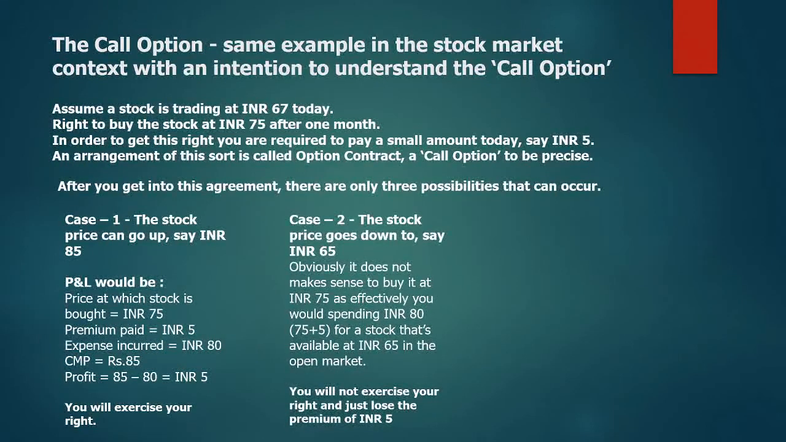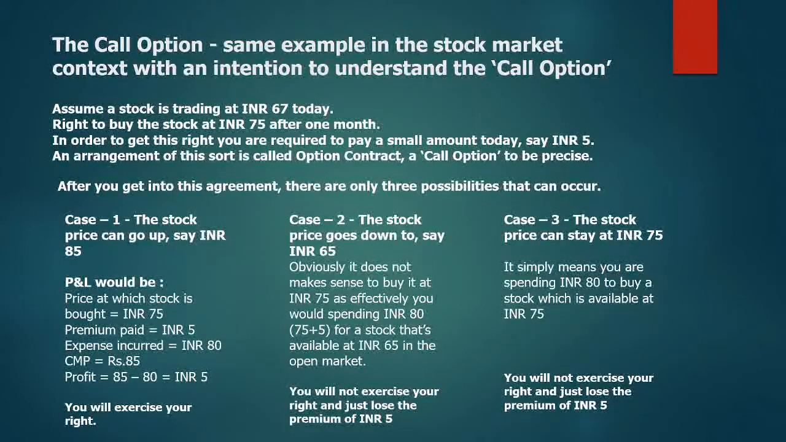In case number 2, let's say the stock price goes down to 65. Obviously, in this case, it will not make sense for the option buyer to buy the stock at 75 from the option seller and then sell it. Instead, he will rather buy it from the market itself if he wants to buy it. In this case, he will not exercise his right, rather he will let the option lapse and he will lose only 5 rupees in this case.